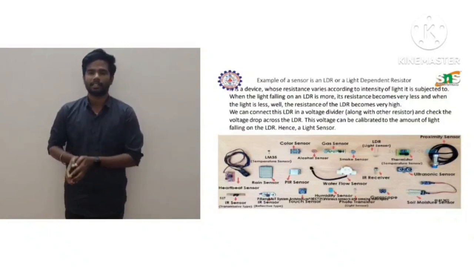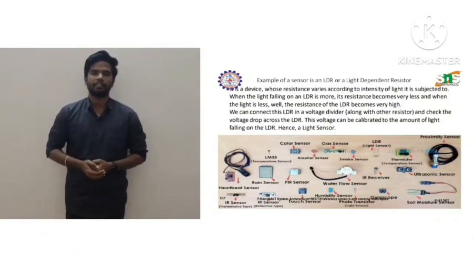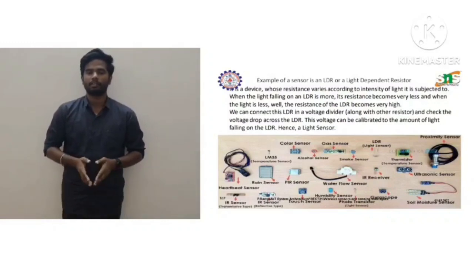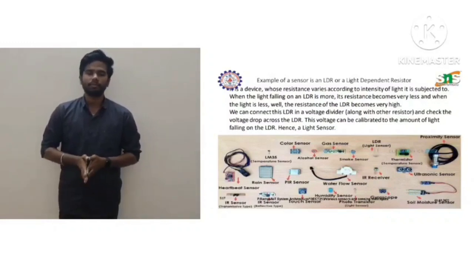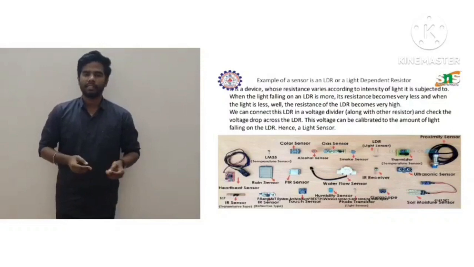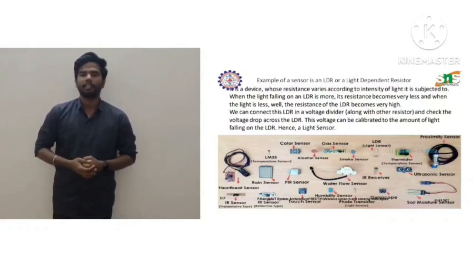There are different types of sensors, such as the LDR, whose resistance varies according to the intensity of light. When light falls on the LDR, its resistance is very low; when the light is less, the resistance of the LDR becomes very high. It is connected in a voltage divider to check the voltage drop across the LDR. Another definition of a sensor follows: a device that converts a signal from one energy domain to an electrical domain.